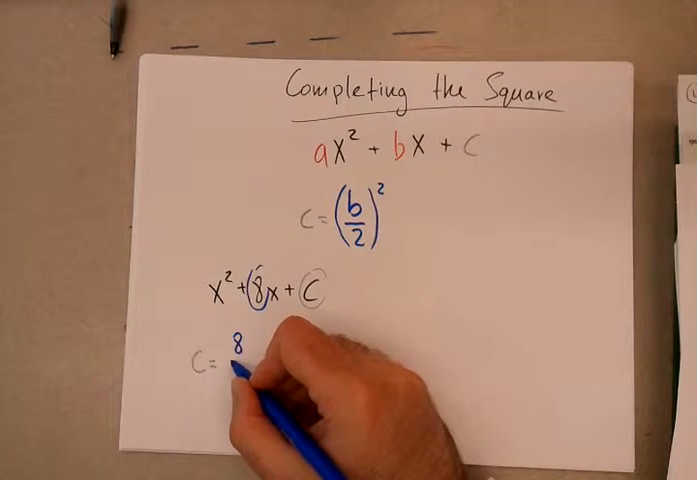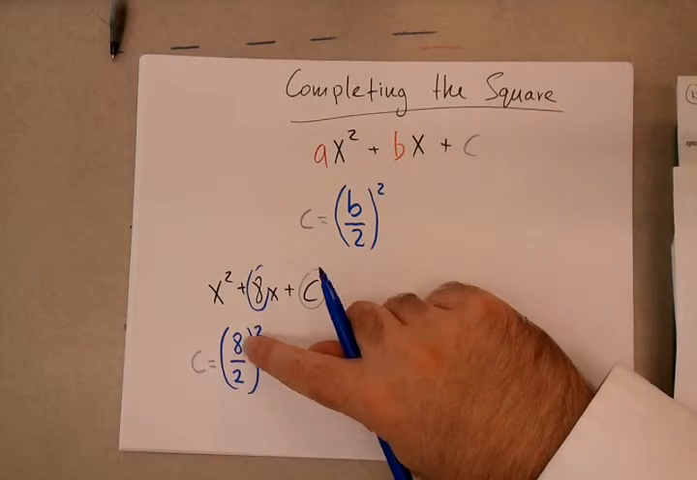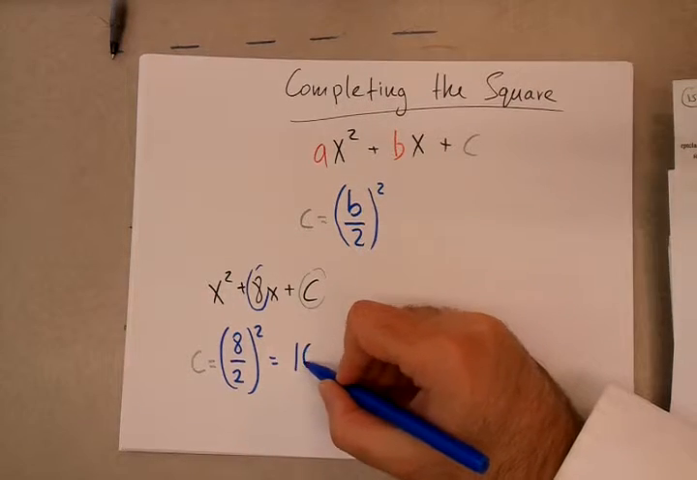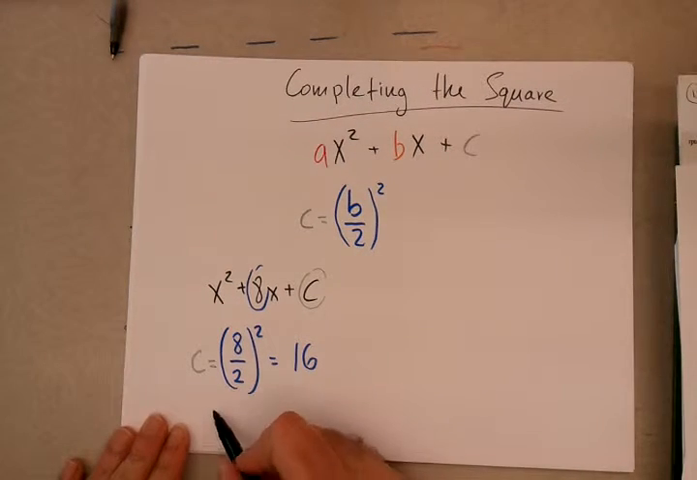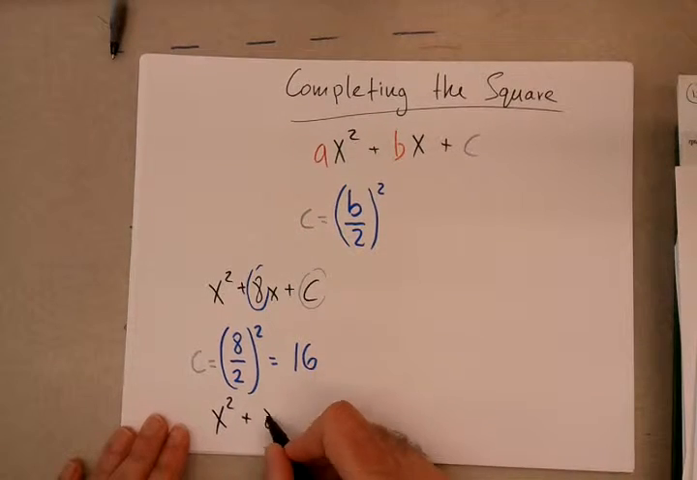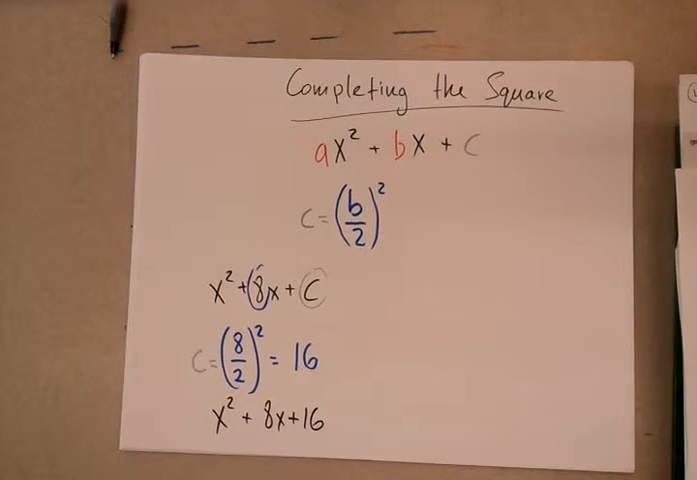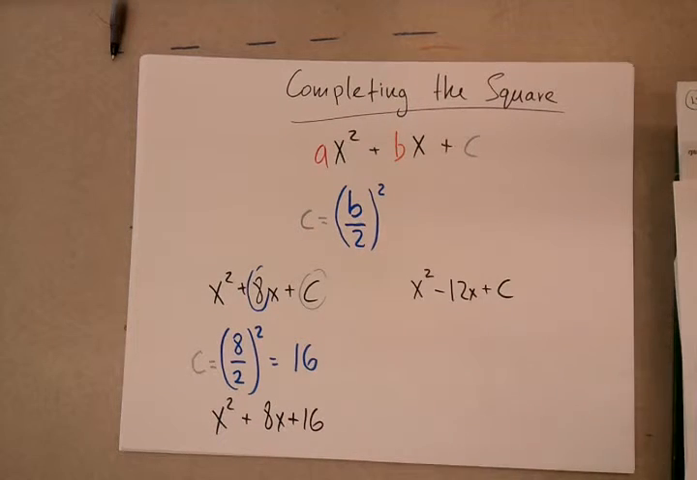So you take your 8, you divide it by 2, and then you square it. What is that going to give you? 8 divided by 2 is 4. 4 squared is 16. So that's now the missing c. So all you need to do is substitute it back in here, and you're done. X squared plus 8x plus 16. And you're essentially done with completing the square. Fairly simple. If you don't know c, use the b term, which will always be given to you, to find the c. Let's do another example.